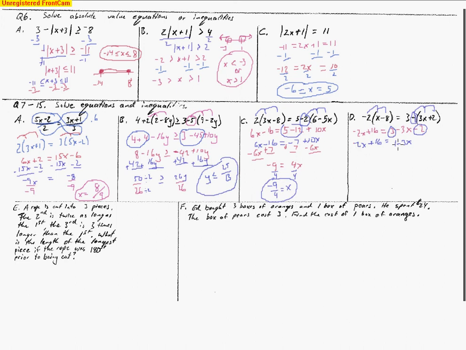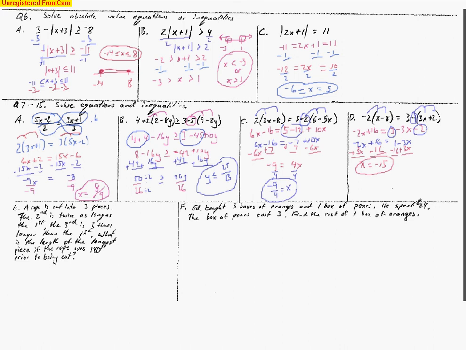So I'm going to end up adding this 3x to both sides. And I'll also subtract that 16 from both sides at the same time. So I end up with x equals -15. That is our answer.